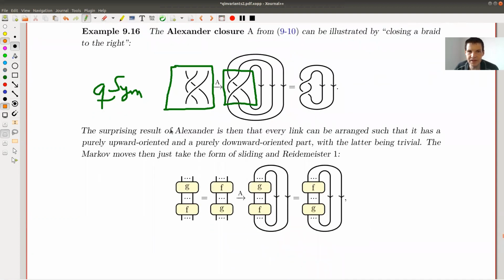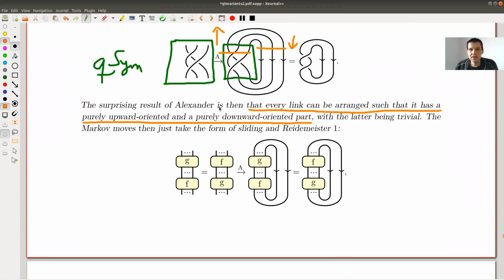And the surprising result really due to Alexander is that every link can be arranged such that it has a purely upwards oriented and purely downwards oriented part. That's exactly what this link is, right? So if you slice this link here, everything points upwards, and here everything points downwards. And if you basically know that result, then you can reformulate everything like I did above. Like every link is a closure of a braid.